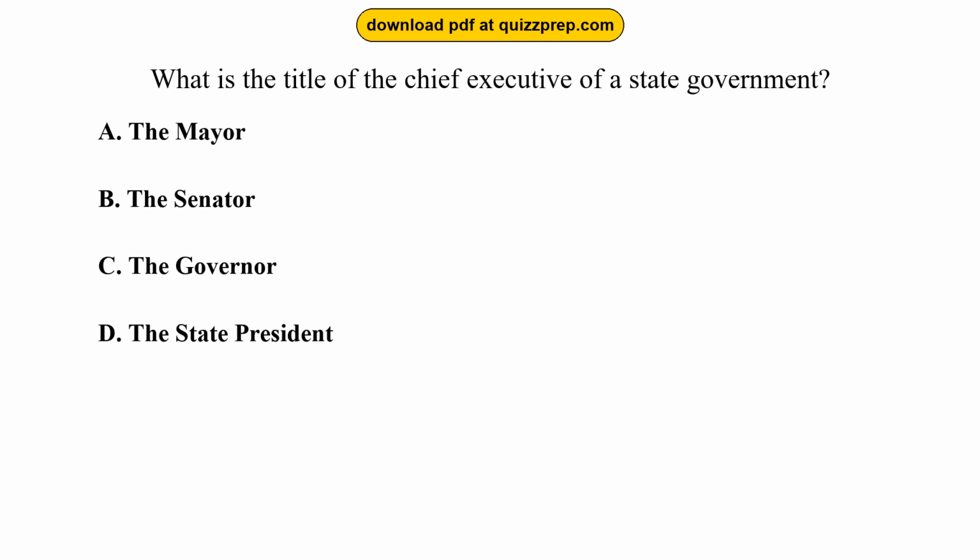Question 86. What is the title of the chief executive of a state government? Option A, the mayor. Option B, the senator. Option C, the governor. Option D, the state president. The correct answer is option C, the governor. The governor is the elected executive head of a state government in the United States.